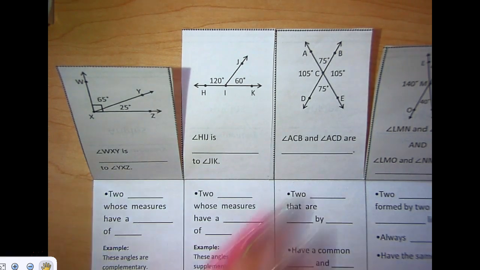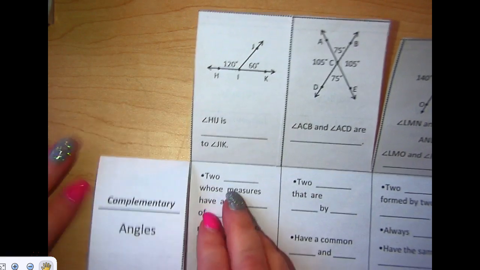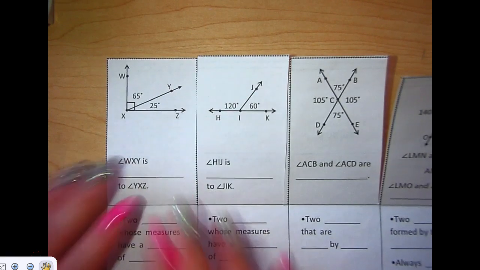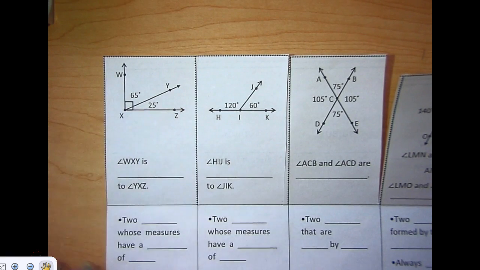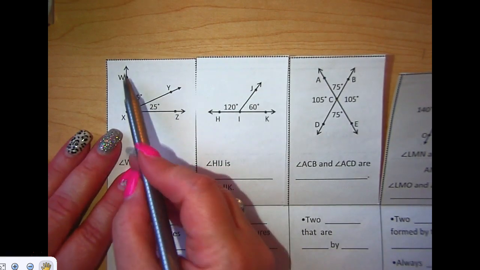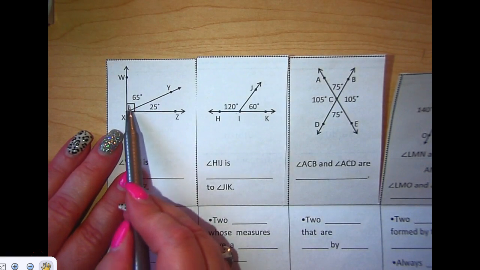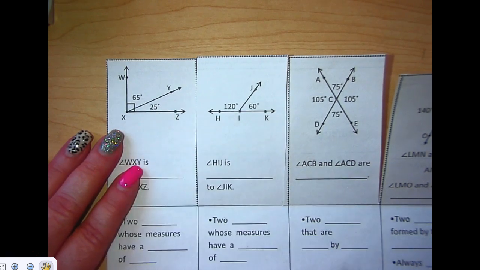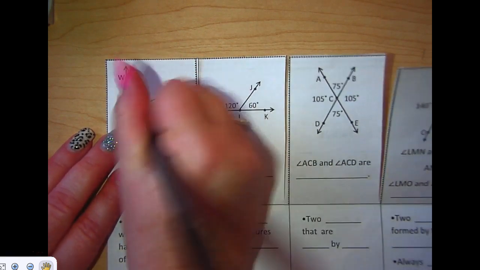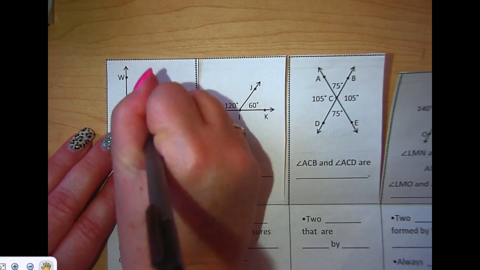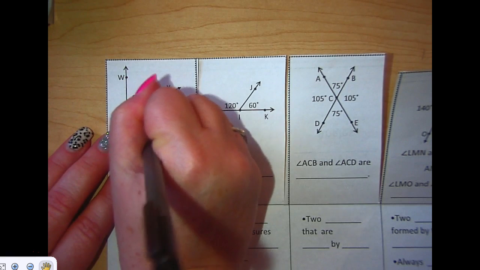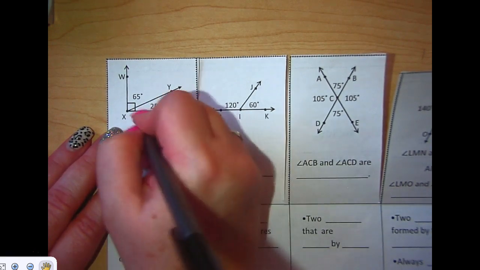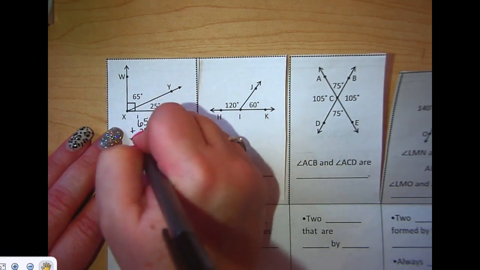So let's look at this first one here on the left. This is an example of complementary angles. Complementary angles, again, add up to what? 90 degrees. I can tell because there is this little square here in the corner. That means the measure of those two has to be 90 degrees. So, to show that, angle 1 is 65 degrees plus 25 degrees. Do your math. 5 plus 5 is 10, so 0 carry 1, 6, 7, 8, 9, 90 degrees.